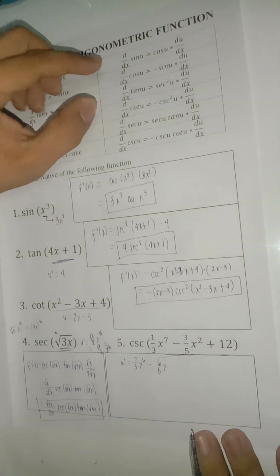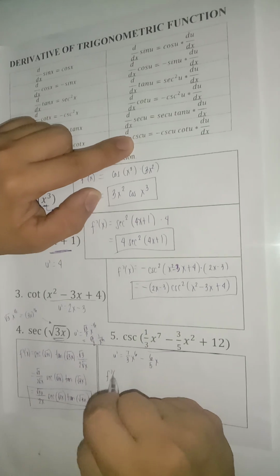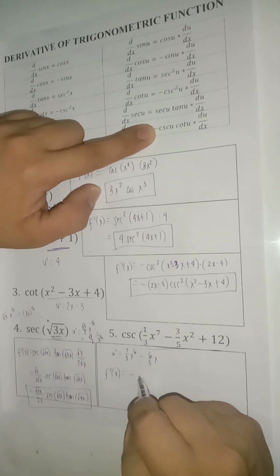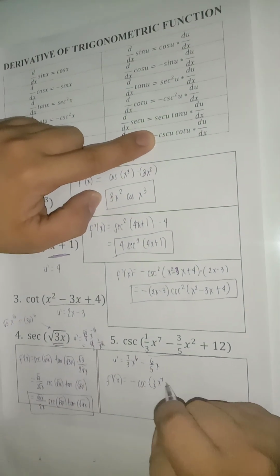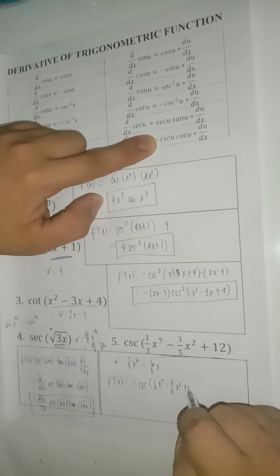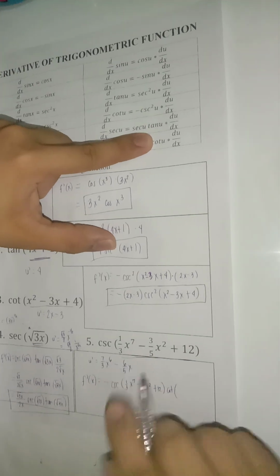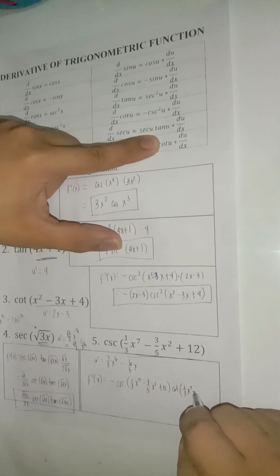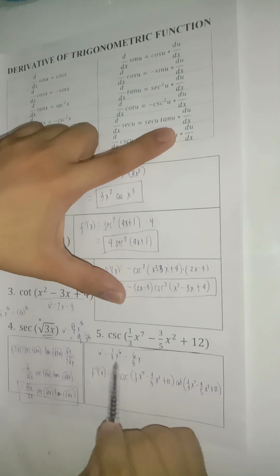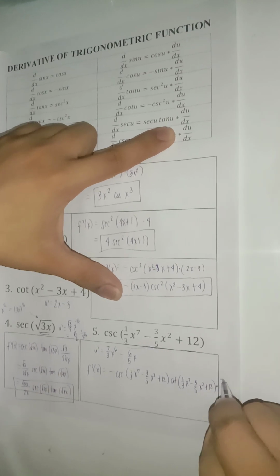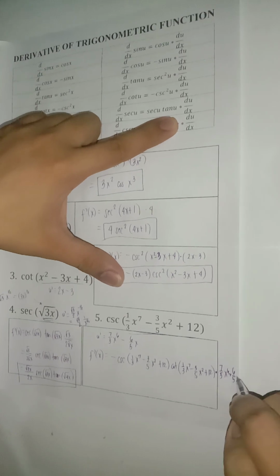Okay? Gagamitin natin yung table, hahanapin natin yung cosecant. Ito nasa dulo. Derivative of your function is equal to negative cosecant your function, which is 1/3 x raised to 7 minus 3 over 5x squared plus 12. Cotangent, medyo mahaba din. Yung u natin again, ito, 1/3 x raised to 7 minus 3/5 x squared plus 12 multiplied by your du. Ito yung du natin kanina. So, multiply natin by 7/3 x to the 6th power minus 6 over 5 x.